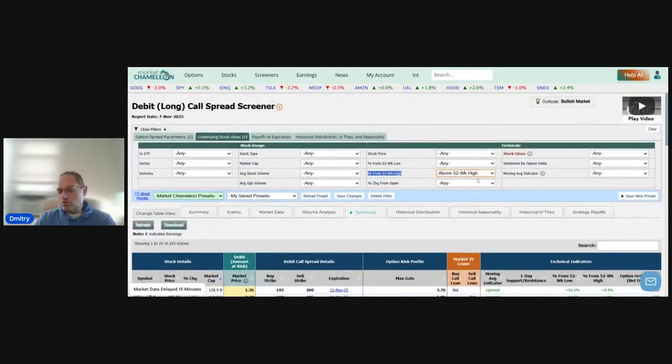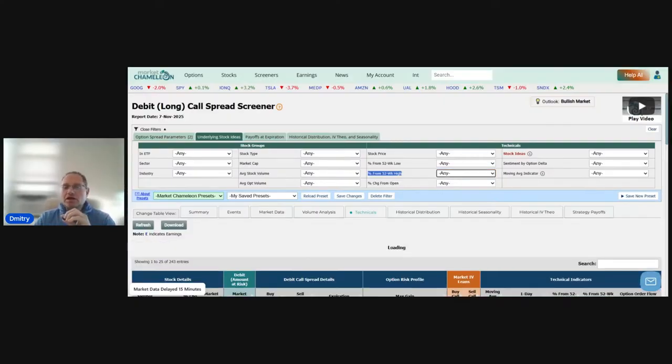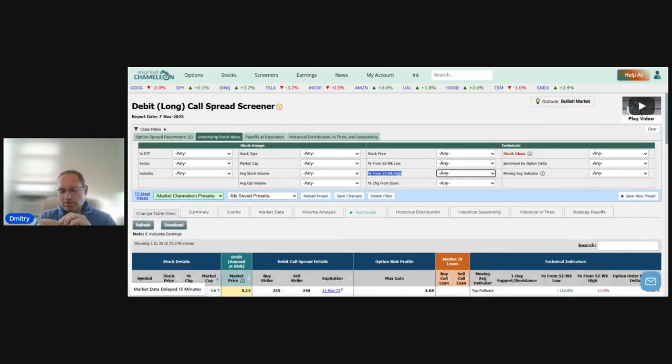Or we could look within 1%, within 2%, and that will expand the range where maybe it didn't make a new 52-week high on the day, but it's still close to its 52-week high, maybe within 1 or 2%, for example. So I'm going to click back on any just to expand all of them.